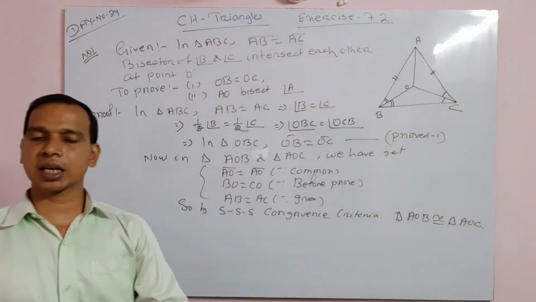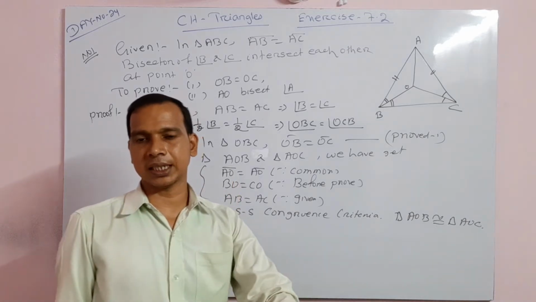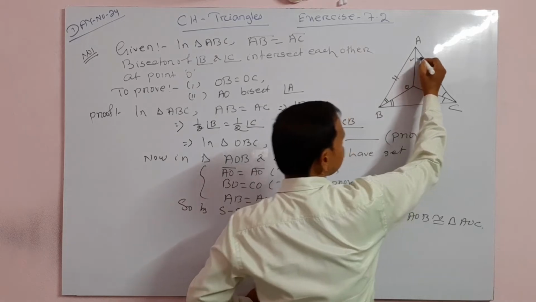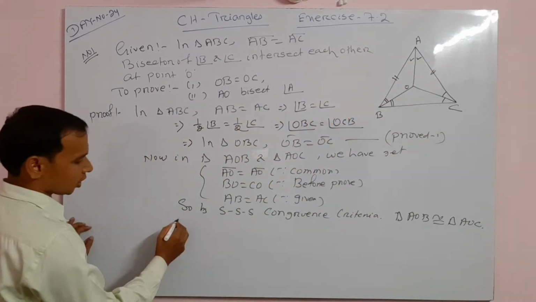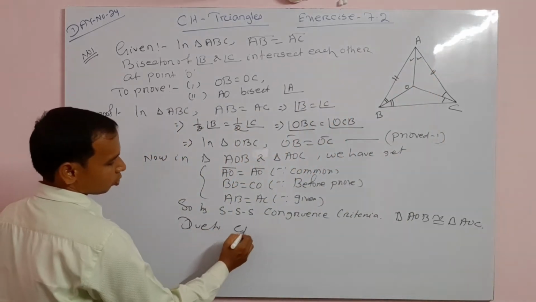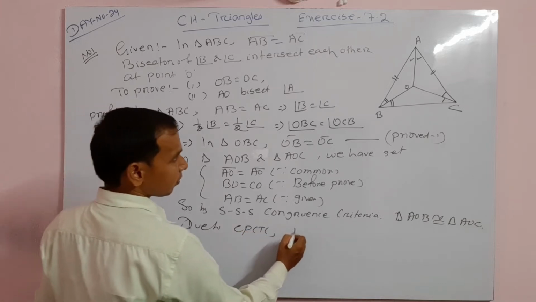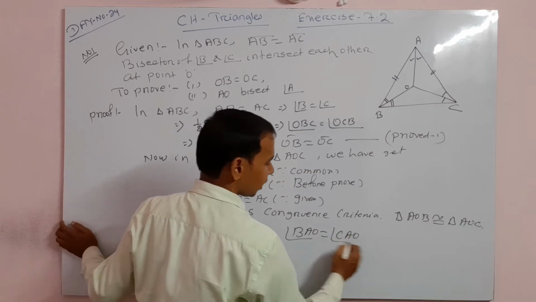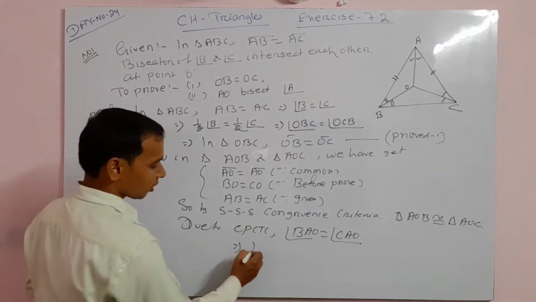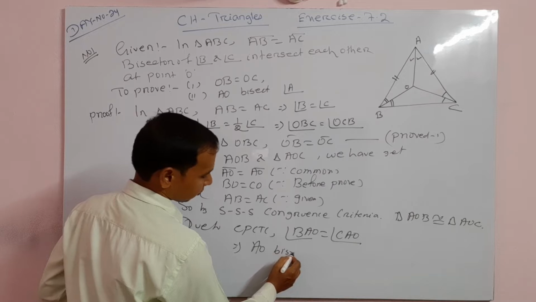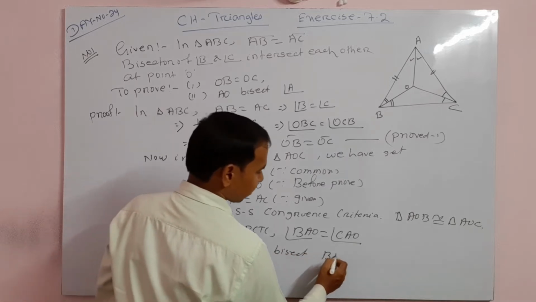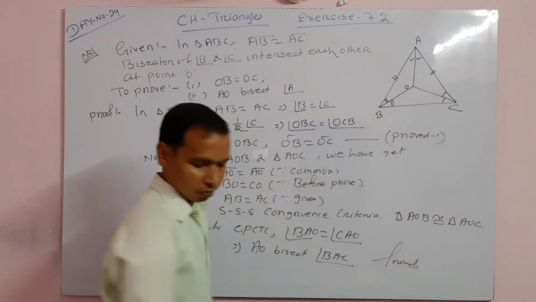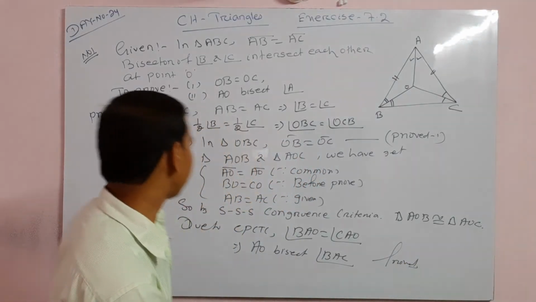As two triangles are congruent, so due to CPCTC, the respective angles are equal. That means this angle equal to this angle. You write here, due to CPCTC, BAO angle is equal with the CAO angle. Implies AO bisect BAC angle. True. Confirm this. Okay. Then number 2.